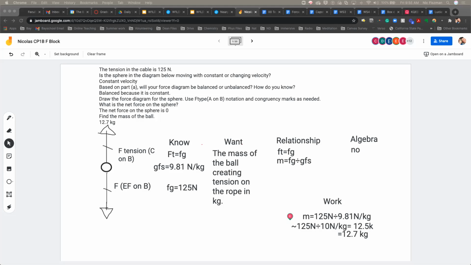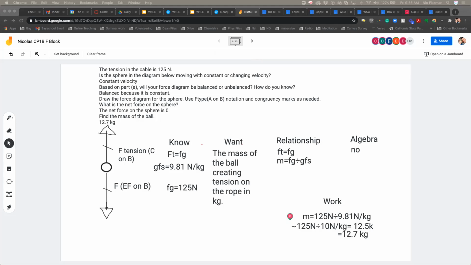Yeah, we had no algebra. This is not a problem where we needed algebra, and the work is down below. So basically, it's like the relationship said. To find the mass, we took the Fg they already gave us and divided it by Earth's gravitational field strength, and that's how we got our answer.